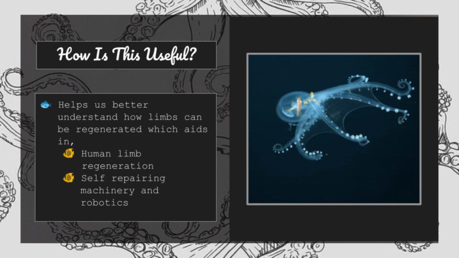Studying the many quirks of octopods, their limb regeneration in particular, is very important as it could greatly aid us in uncovering the secret to human limb regeneration in the future and even help us make advances in self-repairing robots and machinery.